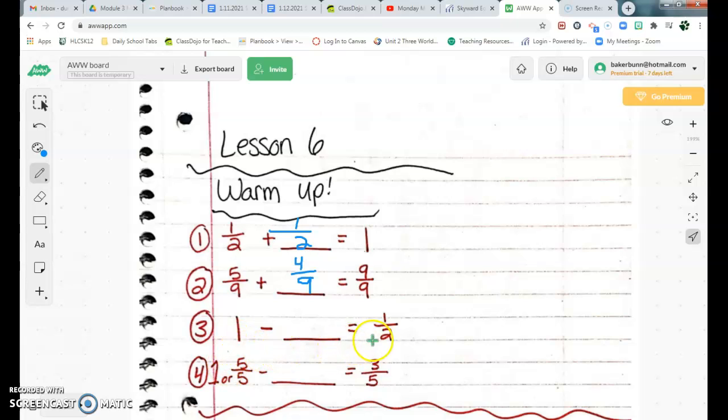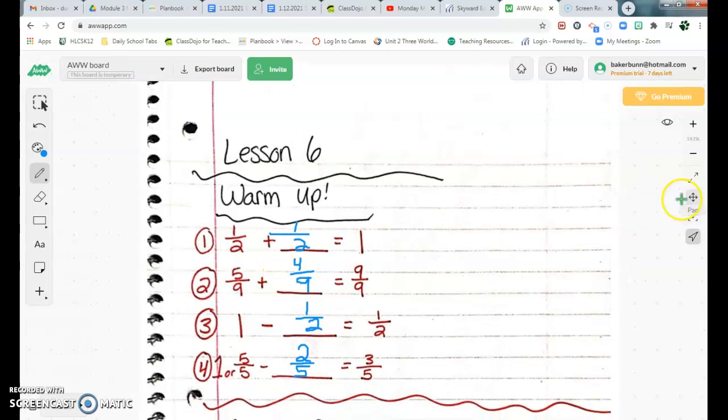1 minus what is 1/2? Well, 1 minus 1/2 is 1/2. If I have a whole dollar, spend half of it, I have half left. Next, I have 1 or 5/5 minus what equals 3/5. Well, I'm going to create my denominator 5. 5 minus 2 is going to get me 3. So, looking at all of that, that's just some basic fill in the missing information here.